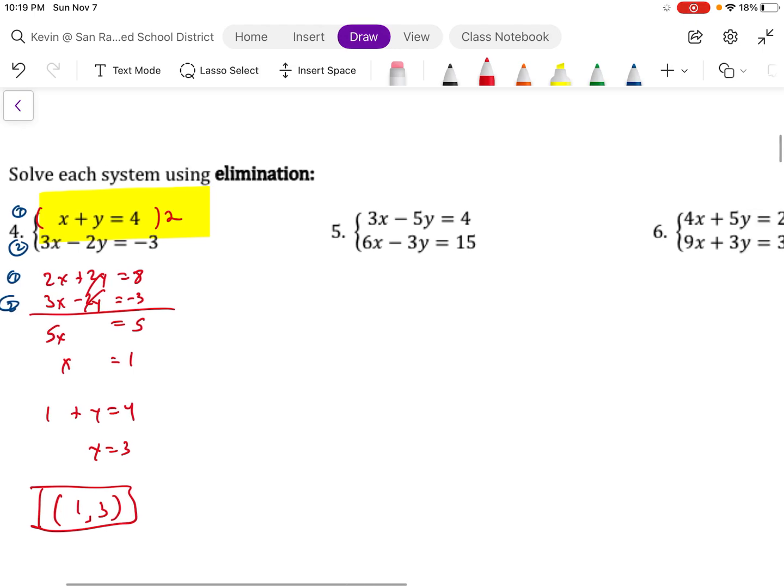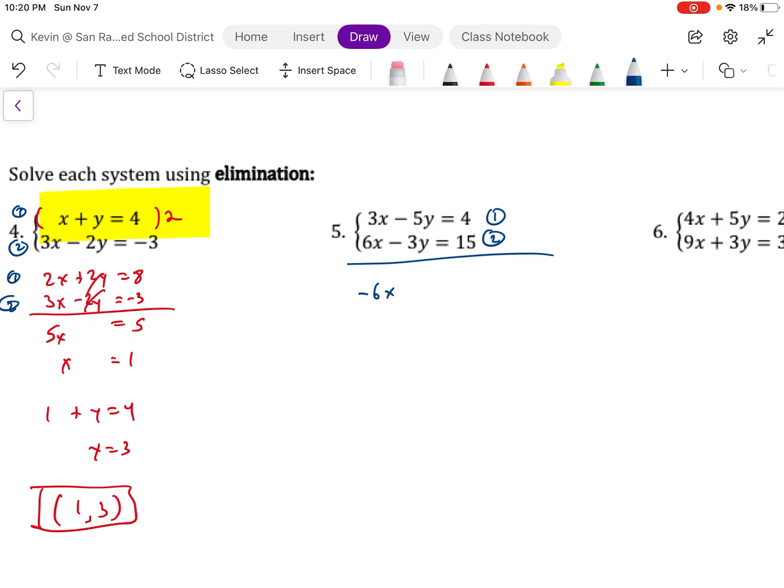Going to number 5, same idea. We just have to figure out what we need to multiply to equation 1 and/or 2. In this case, unlike the first one, I can't just multiply one of the equations by a number. I'm going to have to multiply both equations by different numbers. In this case, I'm going to multiply equation number 1 by negative 2. This gives me negative 6x.